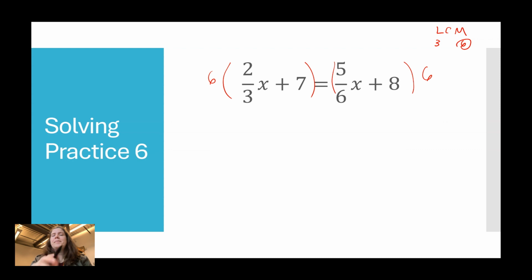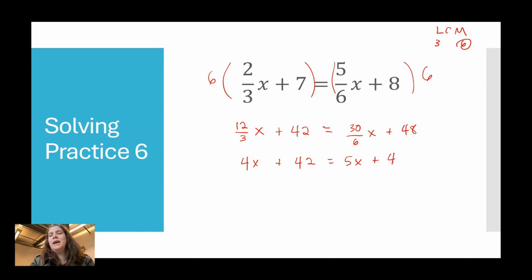All right. 6 times 2 is 12. 12 divided by 3 is 4. I'll simplify it in a sec. 6 times 7 is 42. 6 times 5 is 30, keeping it over 6. 8 times 6 is 48. All right, now I'm doing this in 2 steps, but you could do it in 1. And a 12 divided by 3 is 4. And over here, 30 divided by 6 is 5.